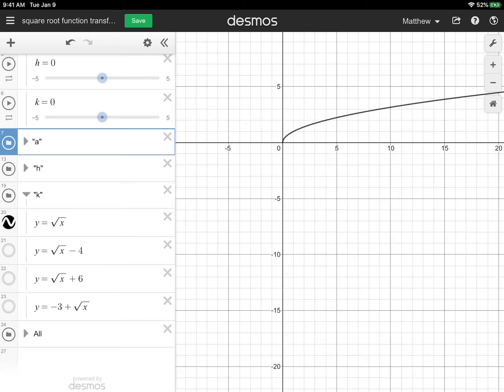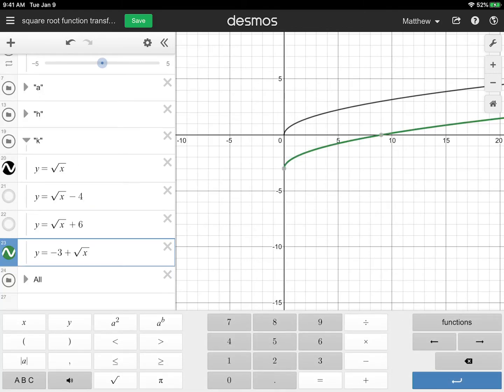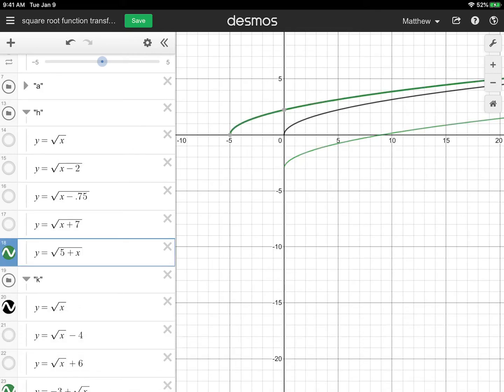Okay, and we can see that if I have x minus 4, I'm just going to shift down. If I go plus 6, I'm going to shift up. And then this -3, plus square root of x, you can actually rewrite this as square root of x minus 3. So this thing is actually going to go down 3 units. And that's the effect. So please remember that even though they may look funky, if you just remember what it's supposed to look like and rearrange it to look like that, it'll be a little bit more visible, okay?